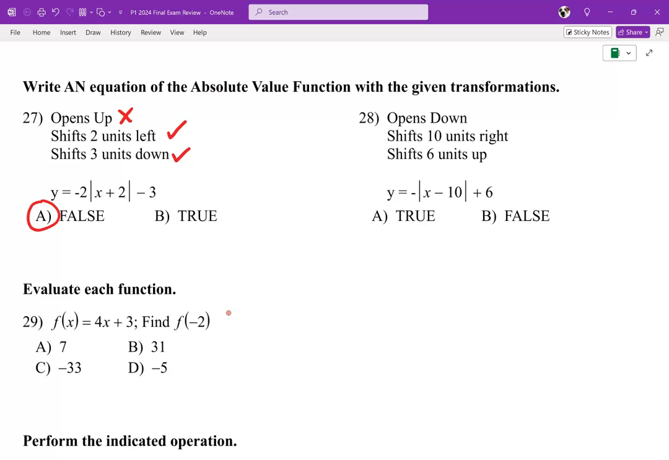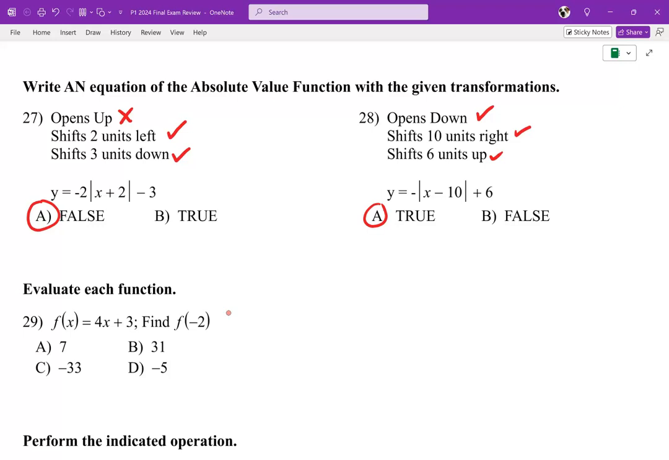28. It opens down. Is that right? Yeah, minus, right? So 10 units to the right. So that should be -10 or +10. It's a -10. It's always the opposite, right? And then 6 units up, so it should be plus or -6. A +6, right? So that all checks out. So that's true.